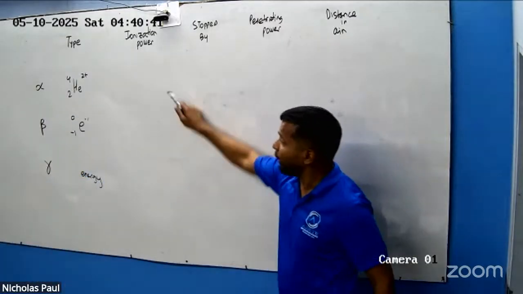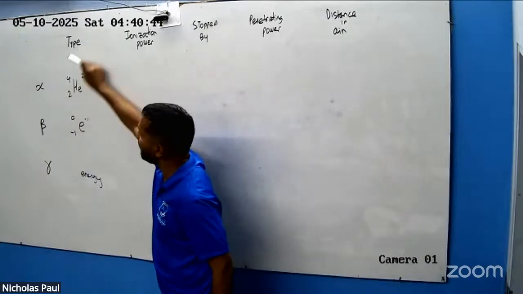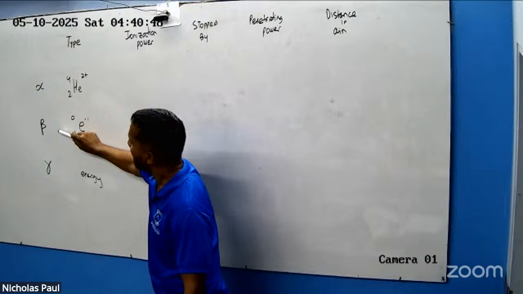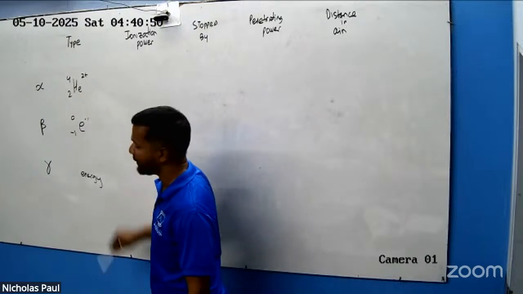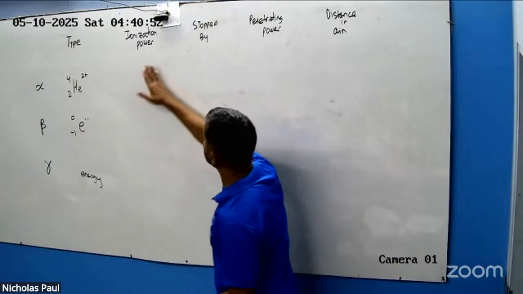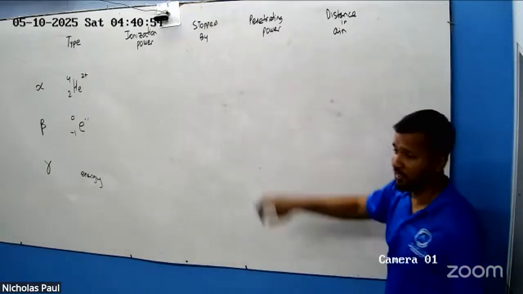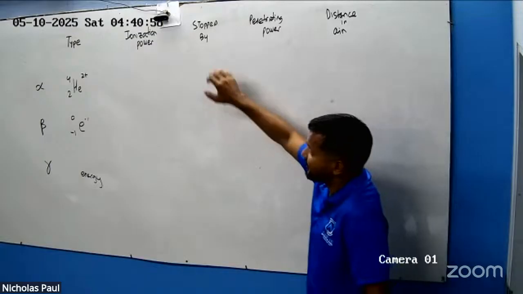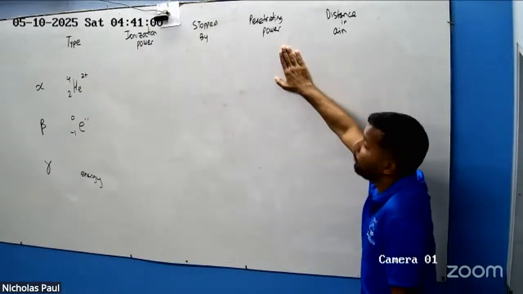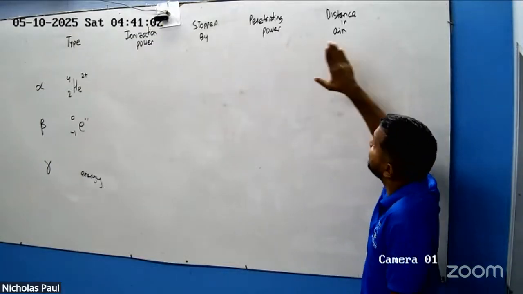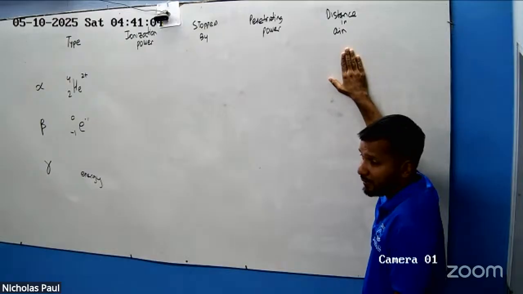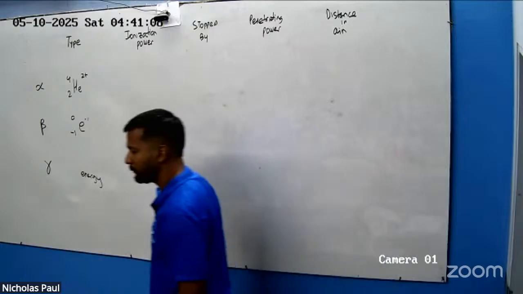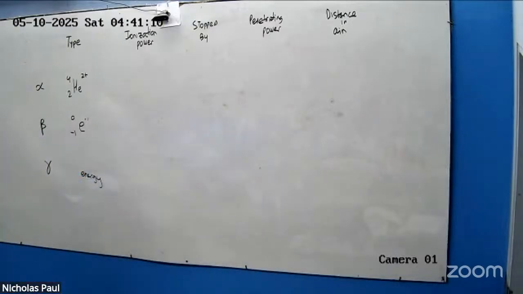Right, so I did the first one for you, right? Alpha. Alpha is a helium atom, charge +2. Beta is an electron, gamma is energy, right? We need to know these things here. How does it ionize? I'll explain what ionization is. How to stop it. How the penetrating power is. And how far it can travel in here. We need to know these things. Right, so let's do the little table.